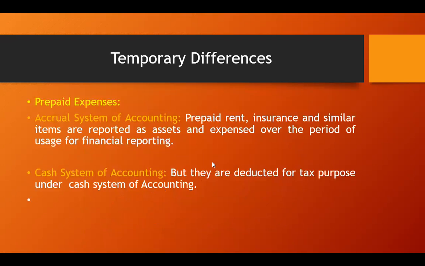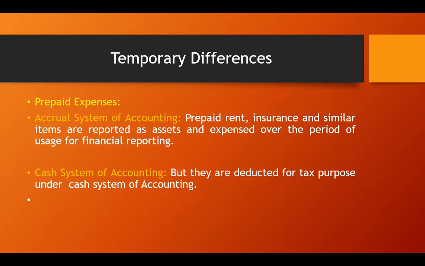This is one example I had given you, the depreciation amount, elaborately how we measure the depreciation under two methods and how it leads to the temporary differences. There are many temporary differences. One is prepaid expenses, accrual system of accounting and cash system of accounting. We follow two systems of accounting.